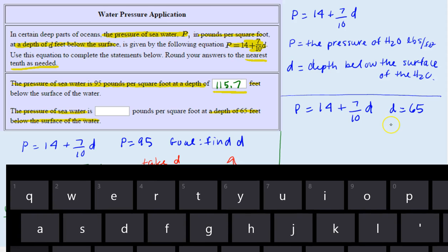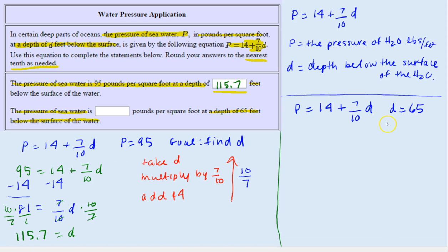So we're given d, and we want to find P. So we're going to go to this equation, and we're going to replace d with 65. So P equals 14 plus 7/10, and I'm going to put 65 in parentheses because we're multiplying. And now notice P is isolated, it's by itself, unlike before where d was not isolated. So we can just compute this value, and I'm going to do that on the calculator.